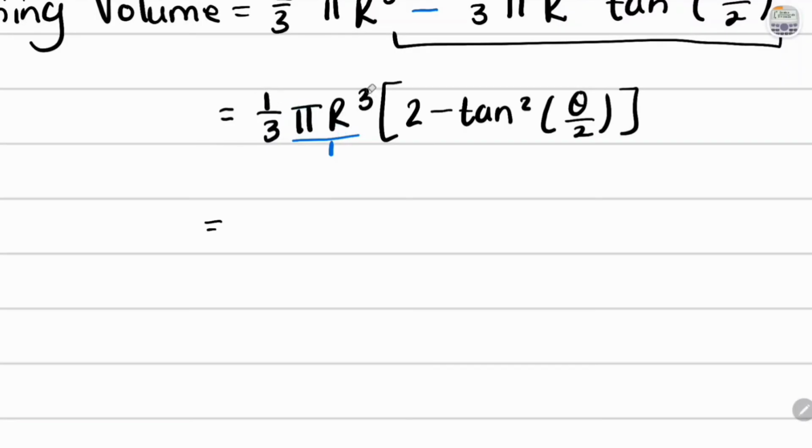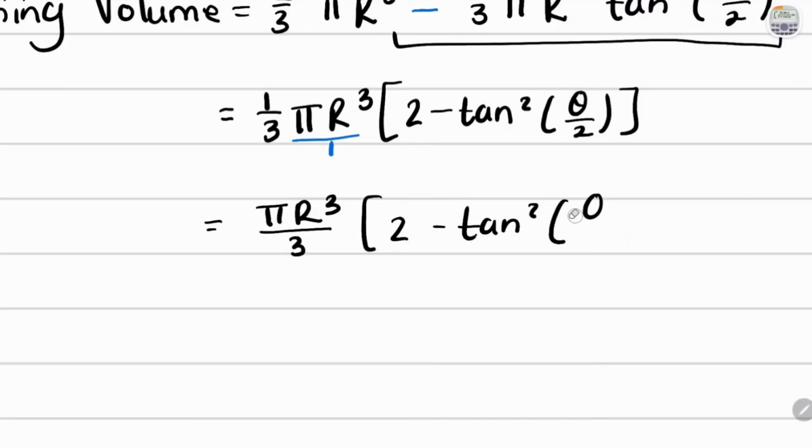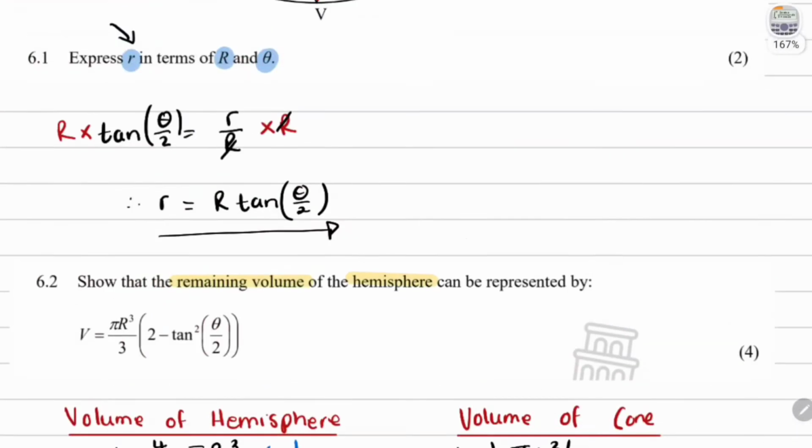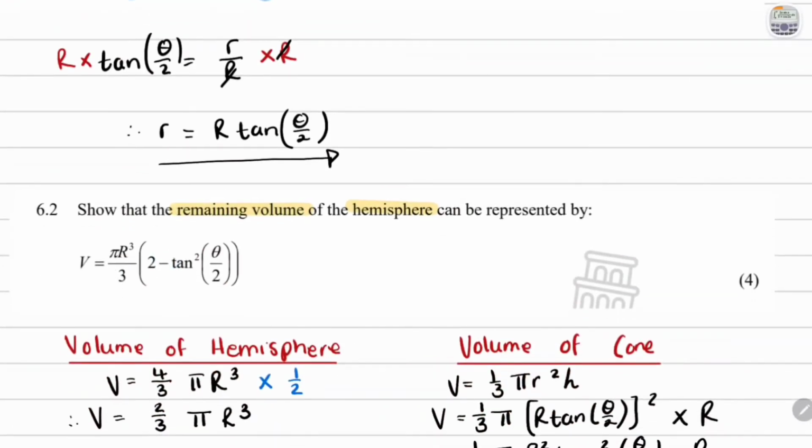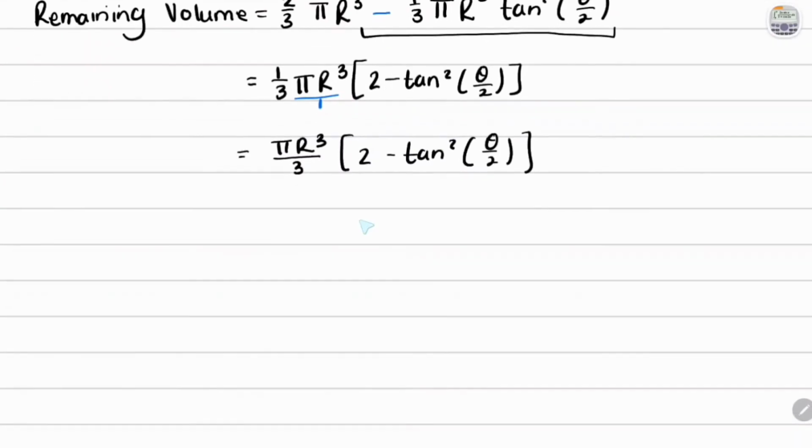So you can see it as 1 times this numerator of pi r cubed. We will just give you pi r cubed. And then the 3 as a denominator multiplied by the 1 as a denominator is just 3. And so that stays the same, minus tan squared of theta over 2. So theta over 2. And that's what they have, because if you look at that, it's exactly the same. So there we go. That is the remaining volume after the cone is cut out.